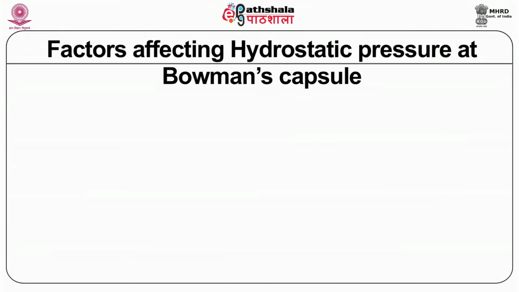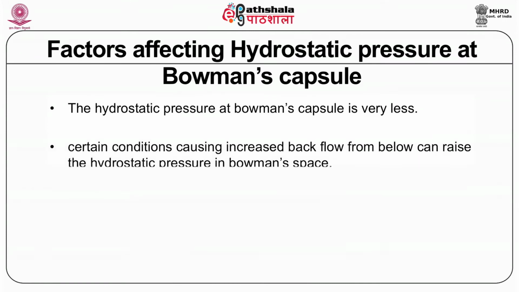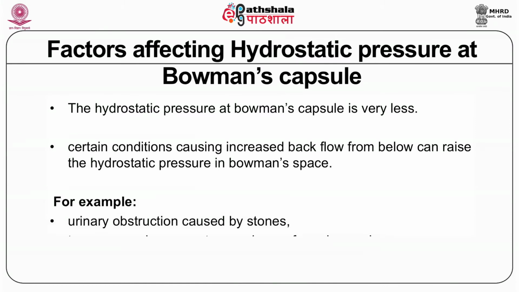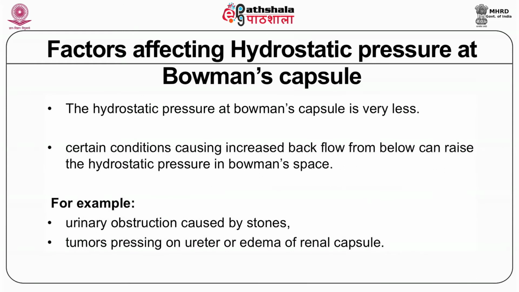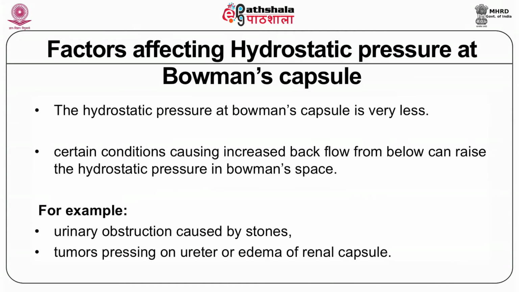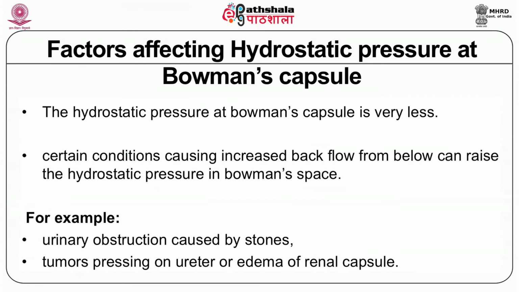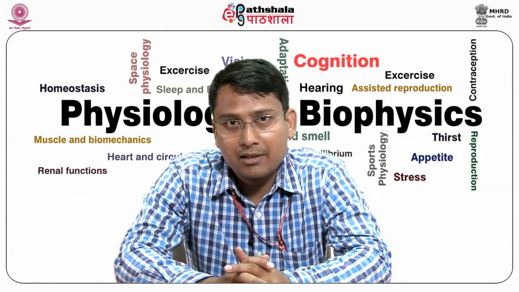Now, coming to the factors affecting hydrostatic pressure at the Bowman's capsule. The hydrostatic pressure at the Bowman's capsule is normally very low, so low that it can't resist the glomerular capillary pressure. But in certain conditions there is increased backflow from below which can raise the hydrostatic pressure at the Bowman's capsule. For example, in urinary obstructive conditions such as urinary stones, or if any tumors are pressing the ureter below, or edema of the renal capsule, there will be backflow and increased hydrostatic pressure at Bowman's capsule, which will eventually decrease the GFR.